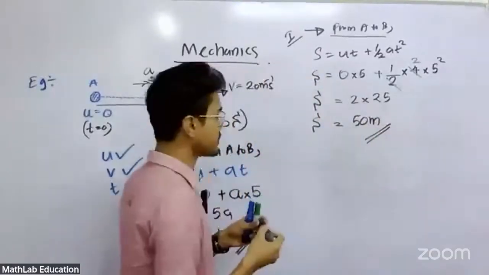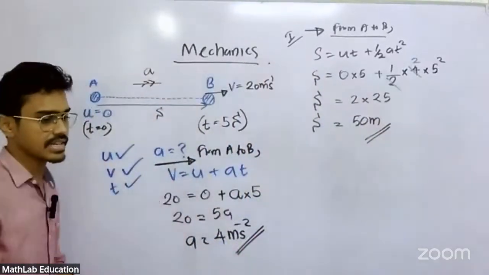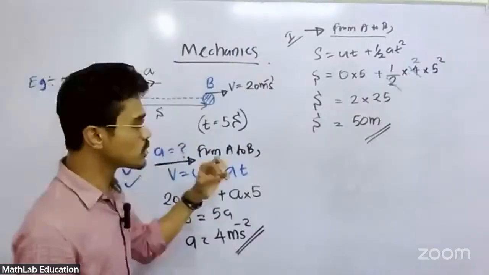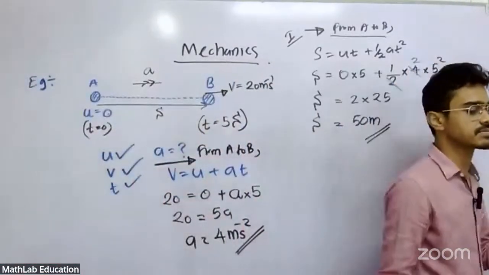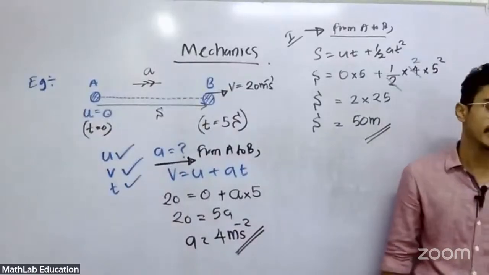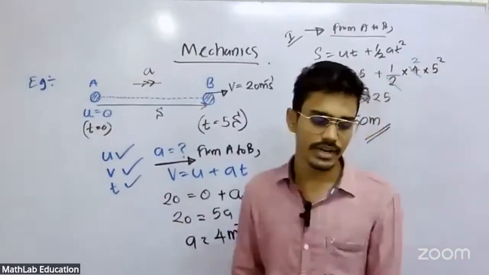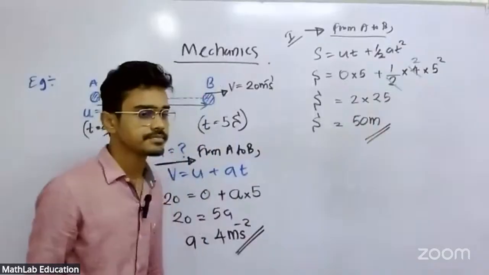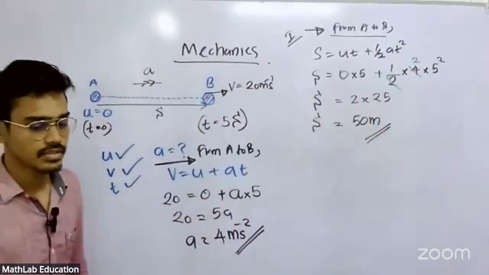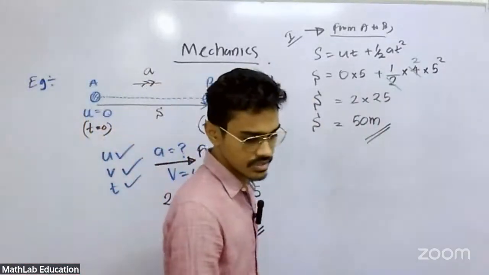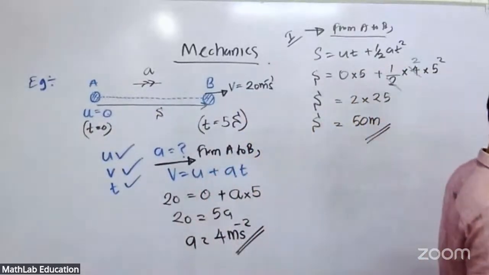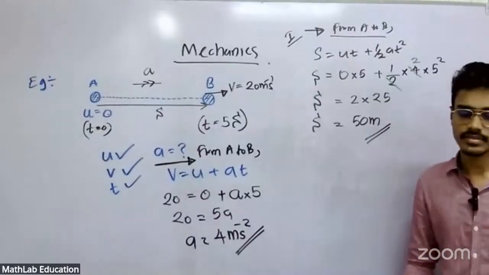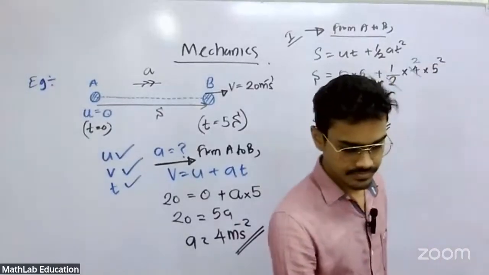So during these 5 seconds, this object has moved a displacement of 50 meters. That's the whole idea here. Take it down. I'm explaining an example here, so if you have any questions, please raise them and get them clarified.